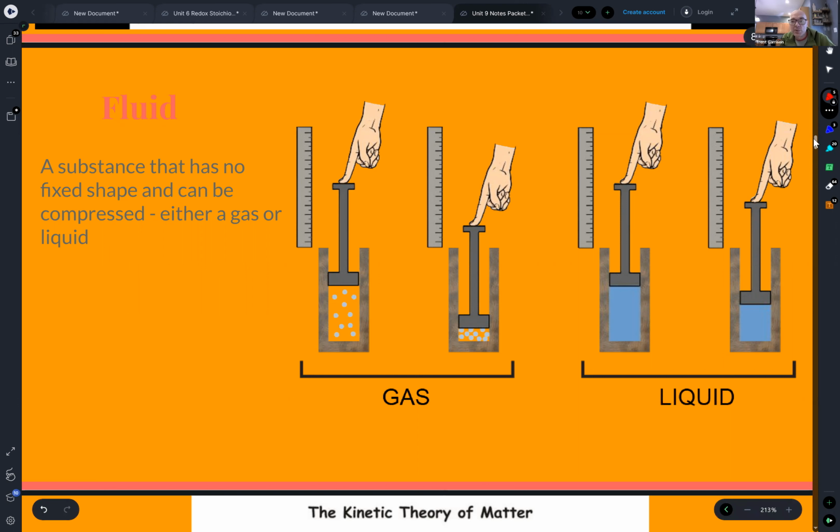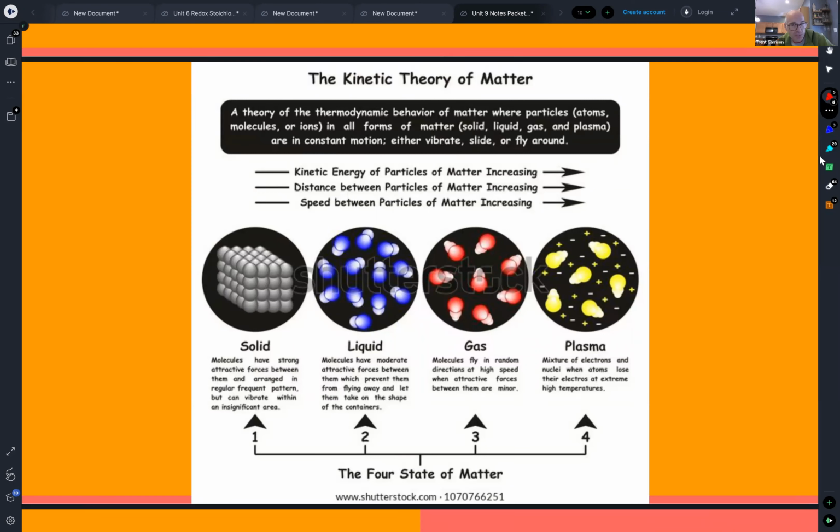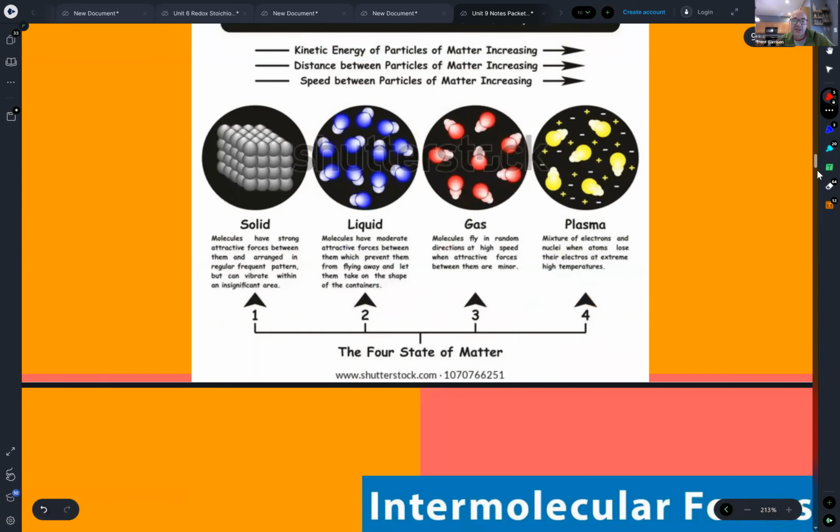All of this comes as we pull all the concepts together into something called the kinetic molecular theory. The kinetic molecular theory states that as you heat up a substance, it will move faster. The particles will get further apart and they will change their states of matter. So solids turn to liquids, liquids turn to gas, and eventually you will rip off the electrons and they will become plasmas. So as you heat up, you increase the energy, which increases the distance, which increases the speed, which changes the state of matter.